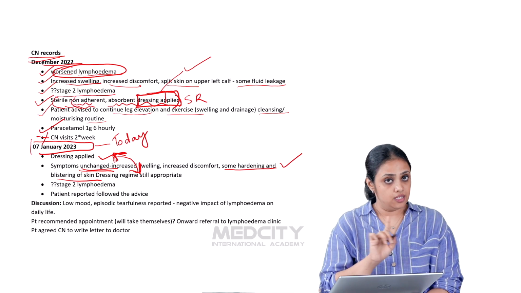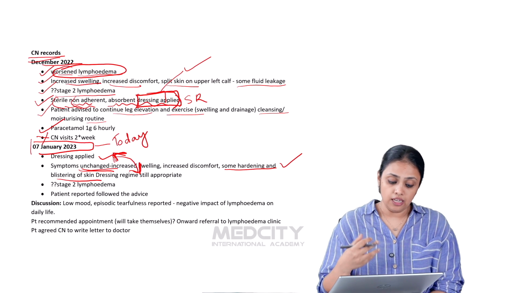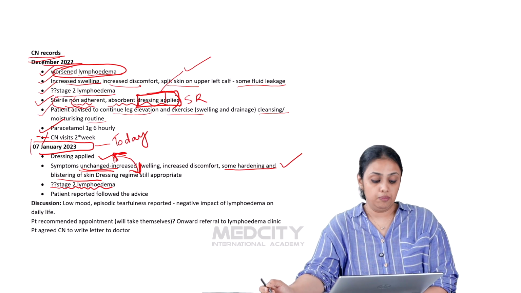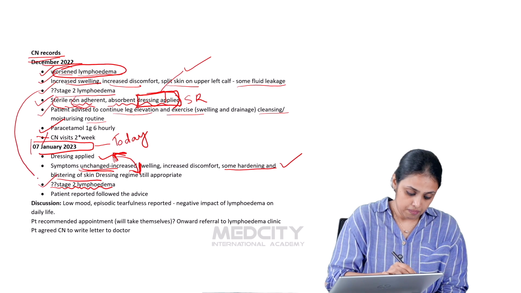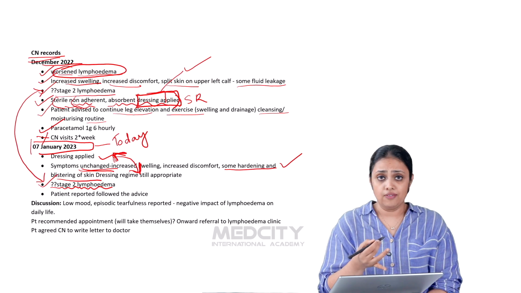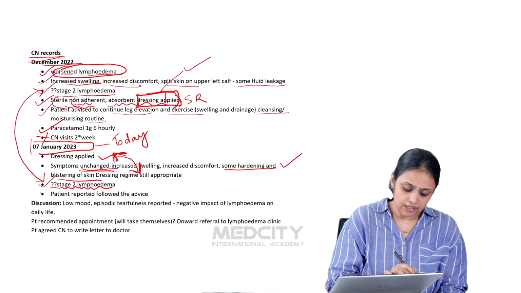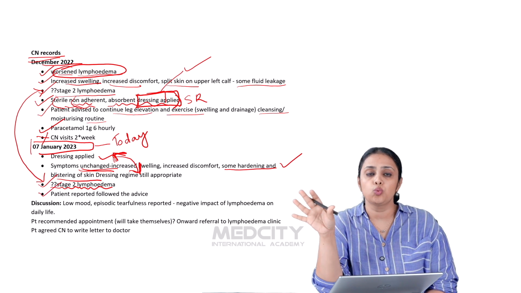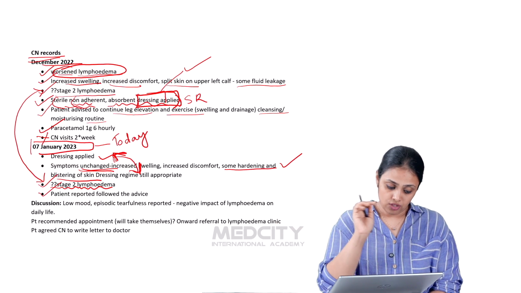So regarding the symptoms: they are persistent, plus there are some new developments, hardening and blistering of skin you noticed, plus then you provided the dressing. Then again, you are suspecting stage 2 lymphedema. So that is relevant. Here also you suspect the same. Make sure that you don't repeat the details from December again in 7th January. Then patient reported, followed the advice. So you are making it clear. That is also relevant. You have to make it clear to the reader that despite compliance with the management or suggestions given, the patient is still experiencing worsening of the symptoms. So that is also necessary.